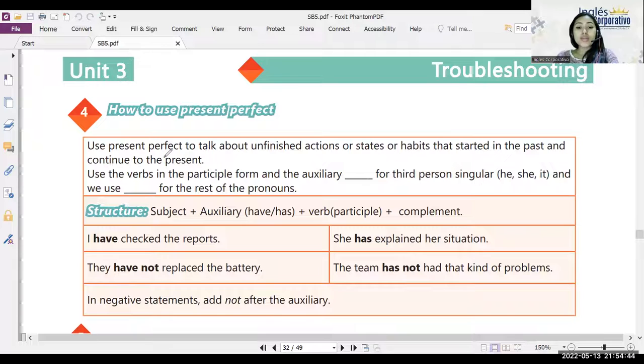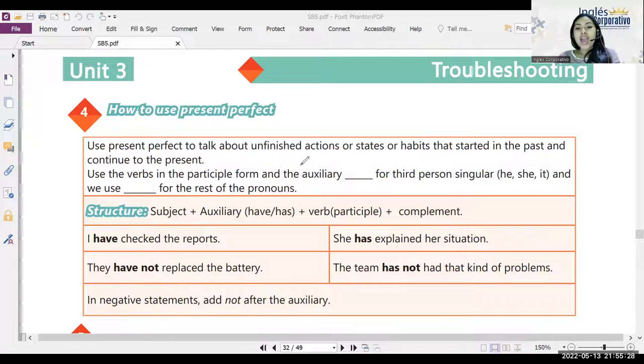So, use present perfect to talk about unfinished actions or states or habits that started in the past and continue in the present, guys, okay? Use the verbs in the participle form and the auxiliary. What auxiliary do we use for this present perfect, guys? What auxiliary? Have and has, right? Have and has. For third person. Oh, sorry.